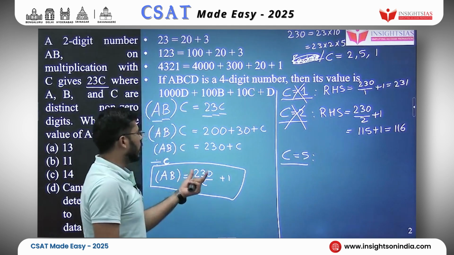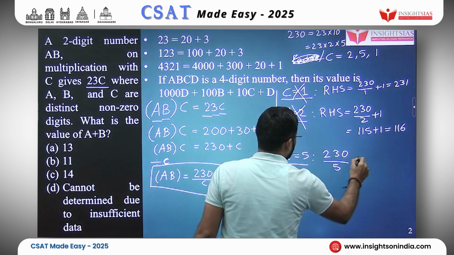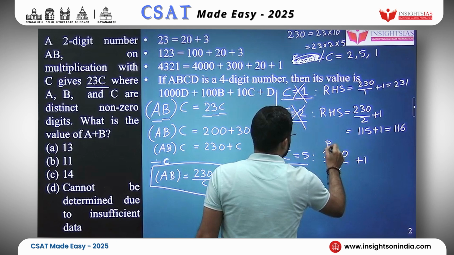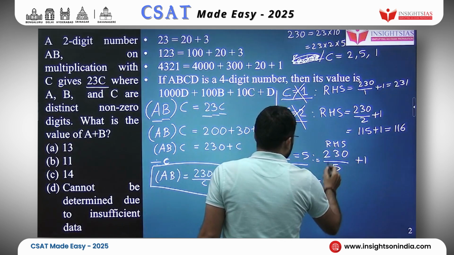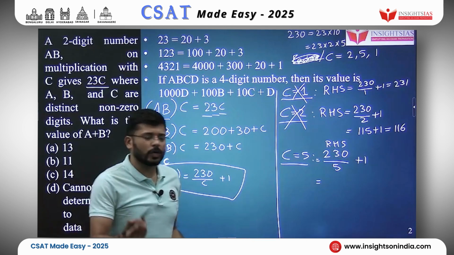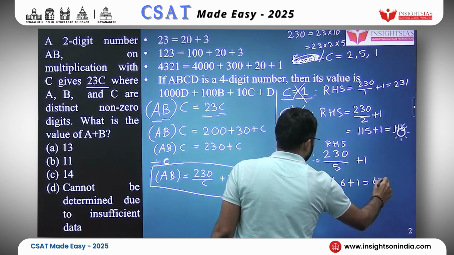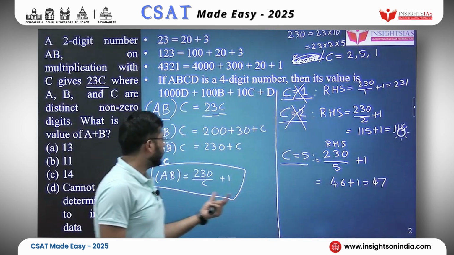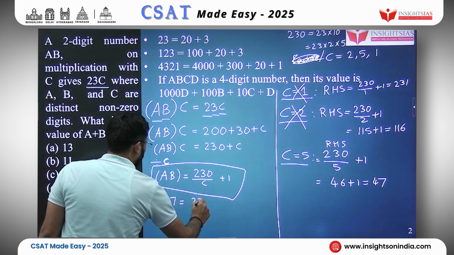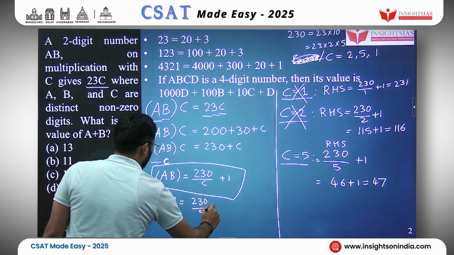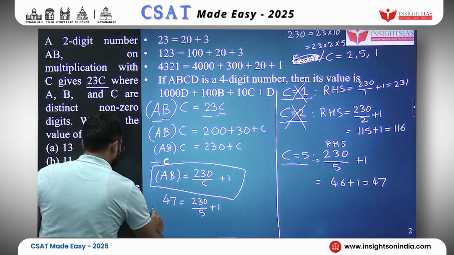If C equals 5, in this equation, what will we get? 230 divided by 5 plus 1. This would be your RHS, right? What is 230 divided by 5? That would be 46. 46 plus 1, that would be 47. So now you got a 2-digit number AB. So 47 is equal to 230 divided by 5 plus 1. This equation satisfies.